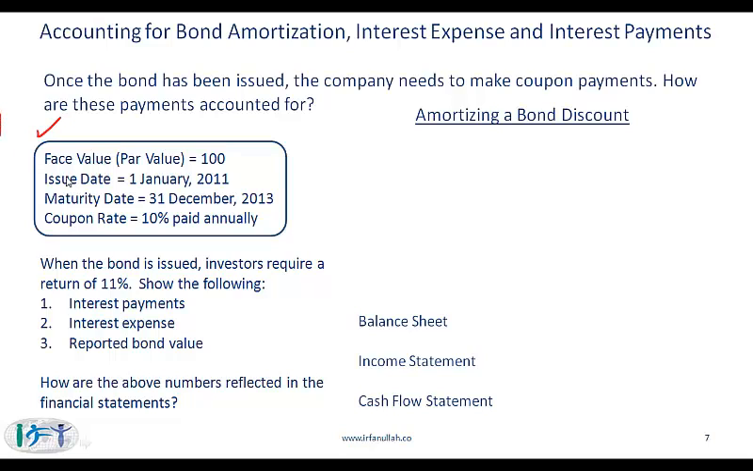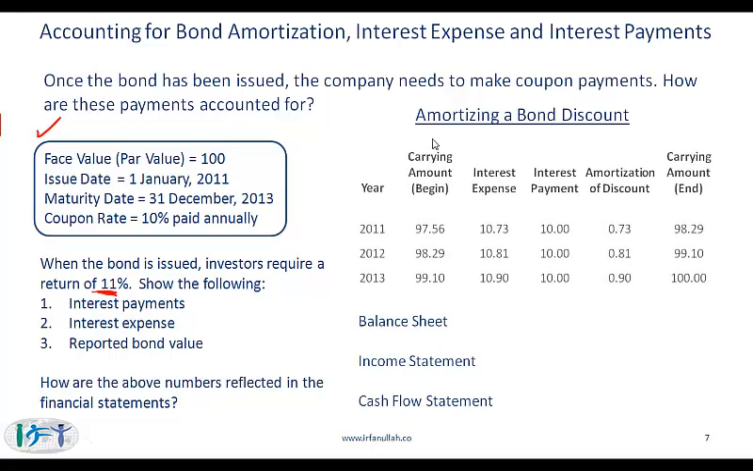Is this the discount bond or the premium bond? You can't just look at the bond and answer that question. You also need to know what the market rate was when the bond was issued. If the market rate was 11%, then was this a par, premium or discount bond? It was a discount bond. So we now need to look at the interest payments, interest expense, and the reported bond value at the end of every period, and then how the numbers are reflected in the financial statements.